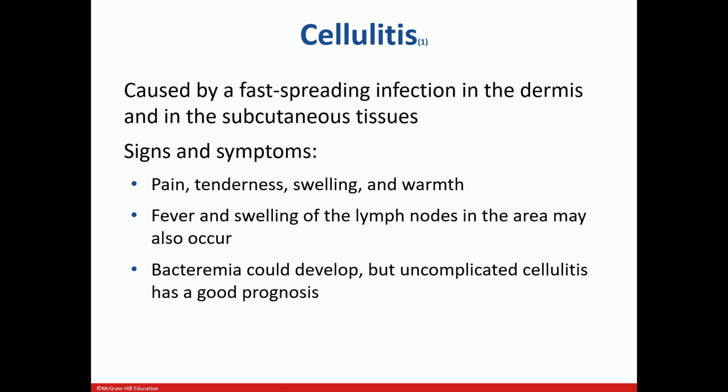And this is basically an infection in the dermis and in the subcutaneous tissue. So cellulitis is basically an infection of skin, and this infection is there in the dermis layer and in the subcutaneous tissues, but it can go to the blood, and it can also cause the swelling of the lymph nodes.